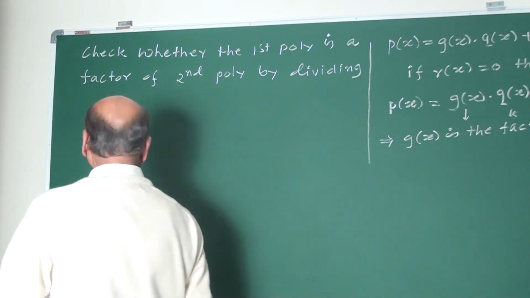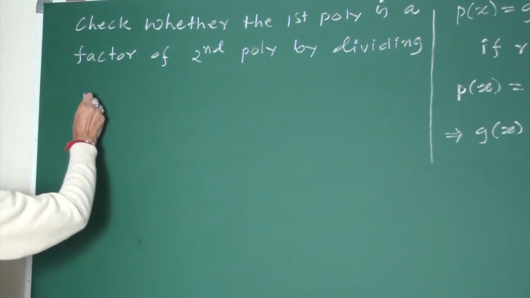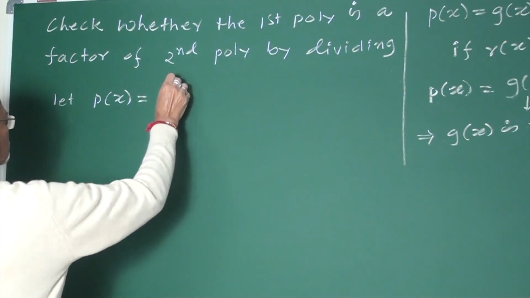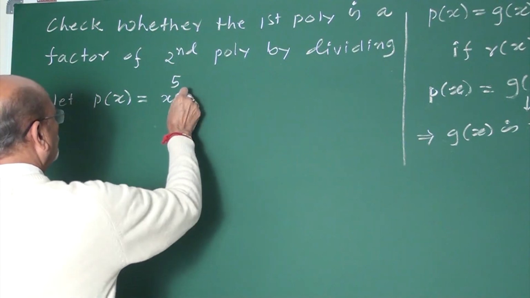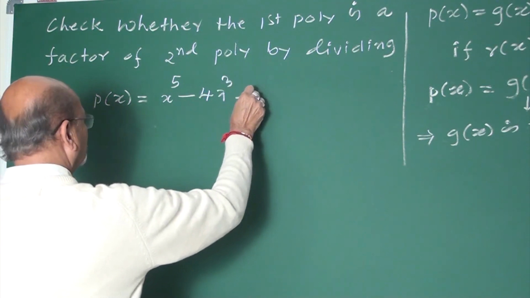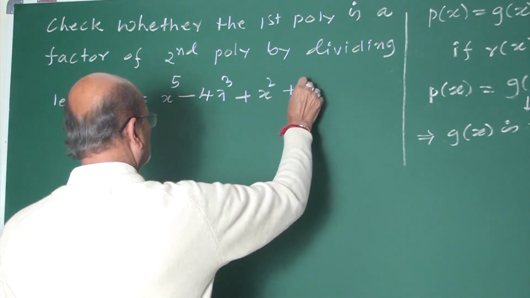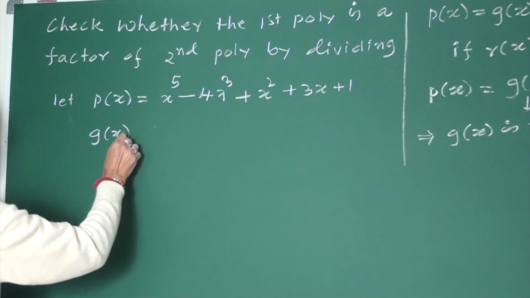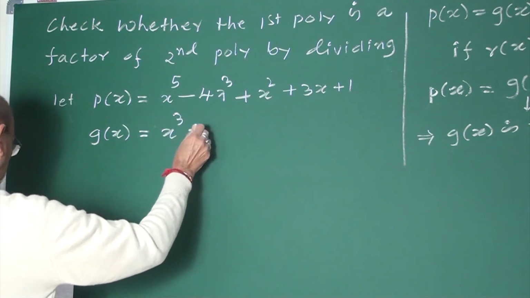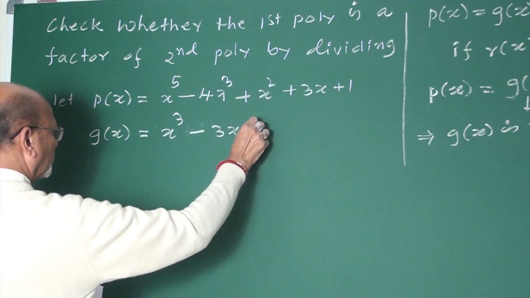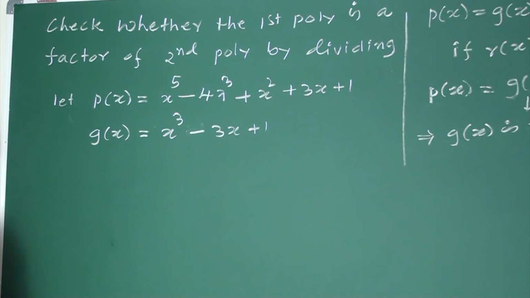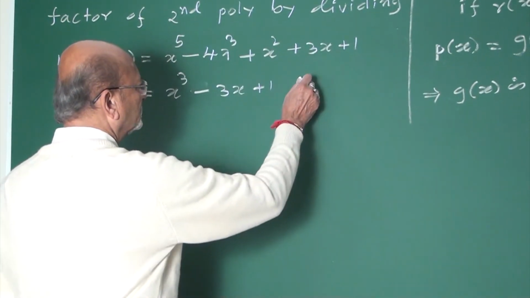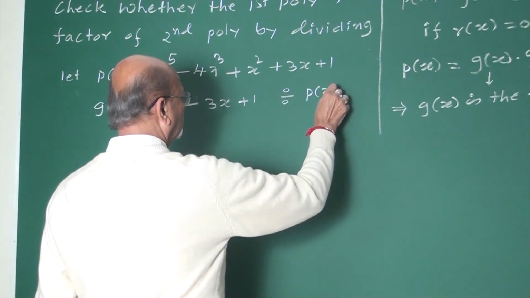Yes, my friend. I take the dividend, let px equal x to the power 5 minus 4x cubed plus x square plus 3x plus 1, and I take gx, the second polynomial, the divisor, x to the power 3 minus 3x plus 1. Divide px by gx and show that the remainder is zero.